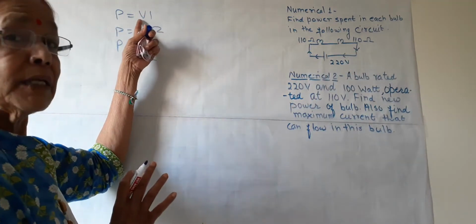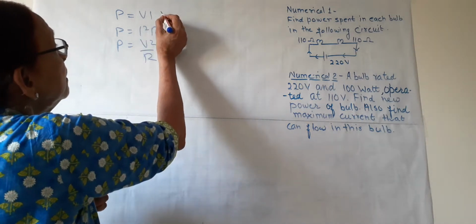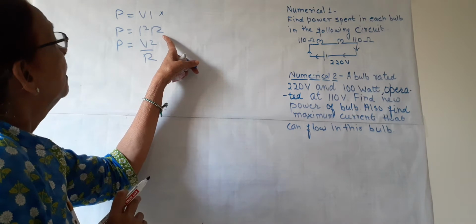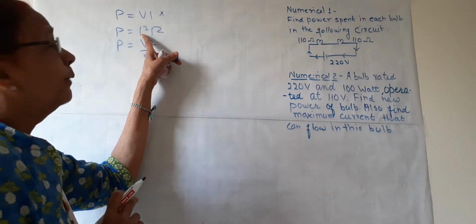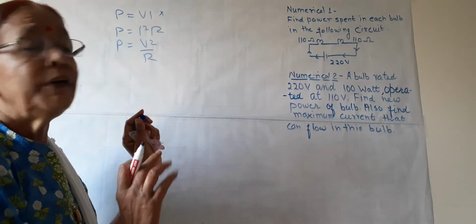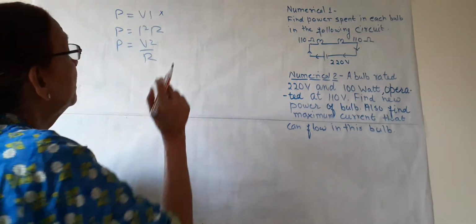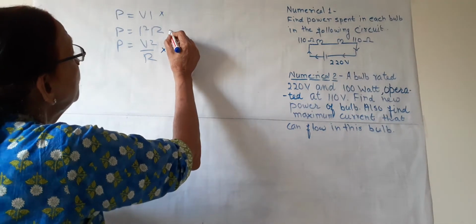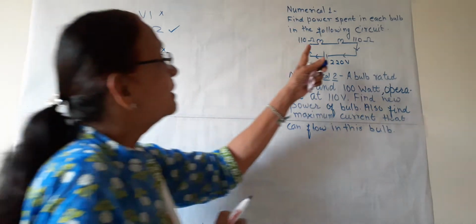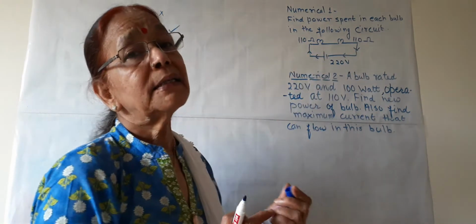This is the PD of the circuit, and I is also not given. So we cannot use this formula. Here R is given, and I2 we can calculate. Here also I can be calculated, but we are not calculating. Here also V is not given. So we will use this formula because I is same in both the bulbs as they are in series.